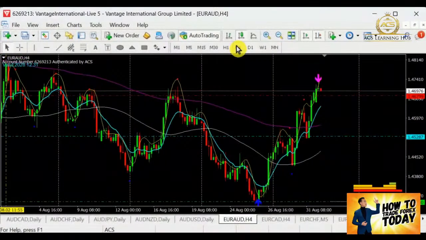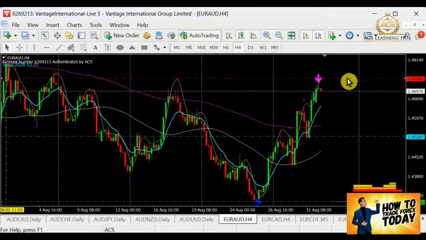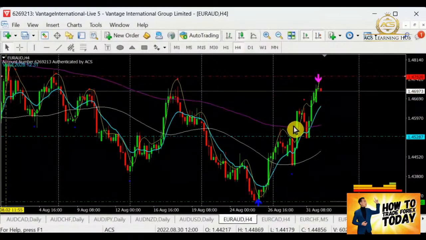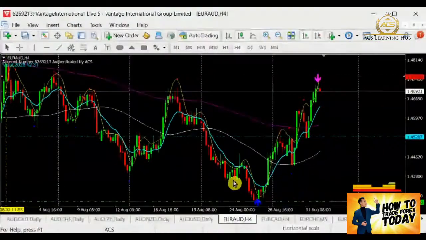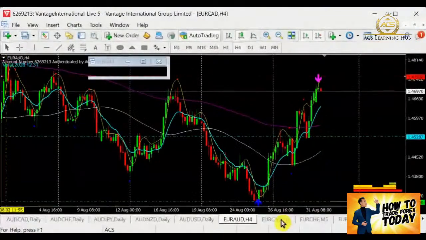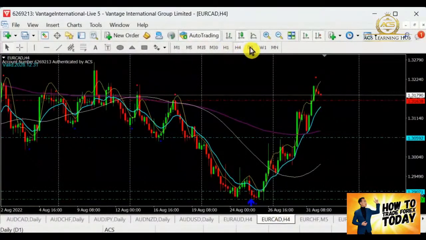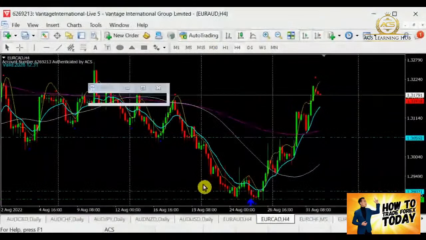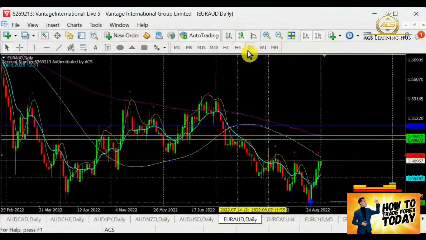Now we have broken the resistance over here, so then it's going to test the higher resistance up there. This is something that we can take a look at. So for buyers, okay, sellers stay away. Hi CK, 你好. Next to go. So Euro Aussie, buyers can take note, but sellers stay away.